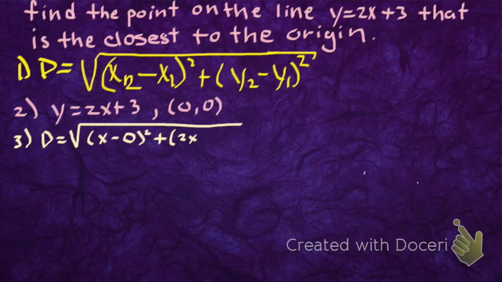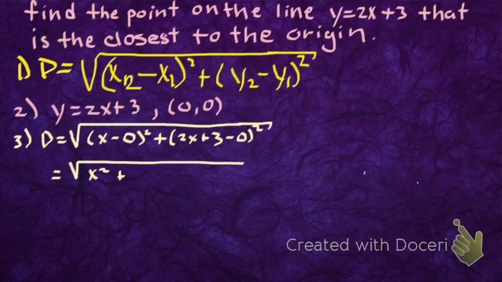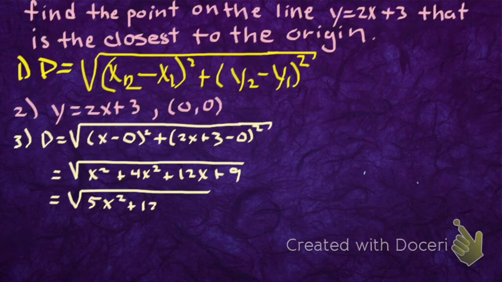x is just himself, minus 0. But y, he's the imposter. He's 2x plus 3. Now we multiply that out, because it's going to be easier to take our derivative that way. And when we do, we get x squared plus 4x squared plus 12x plus 9.